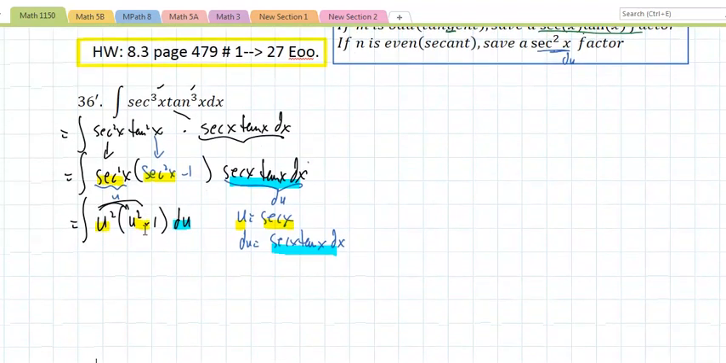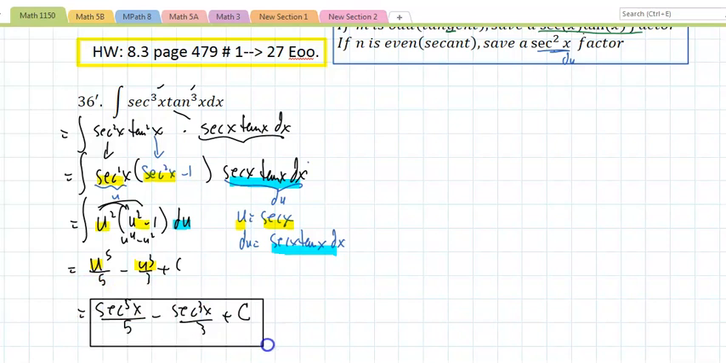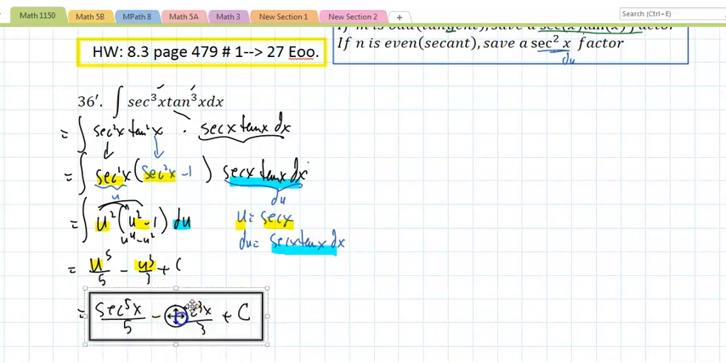And wouldn't this be u to the 4th minus u squared? So that's u to the 5th over 5 minus u cubed over 3 plus c. And wouldn't that be, again, my u, remember my u was secant, the secant to the 5th of x over 5 minus the secant cubed of x over 3 plus c? And that would be my final answer. That simple if I know this rule.